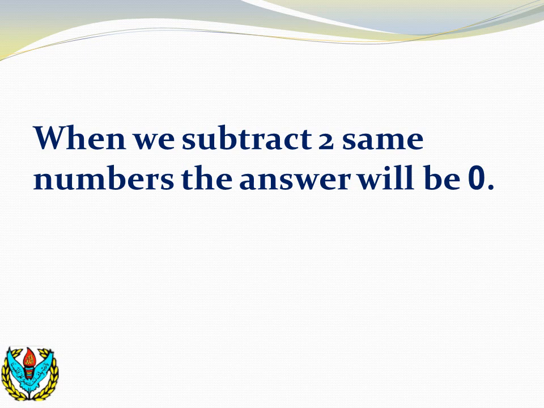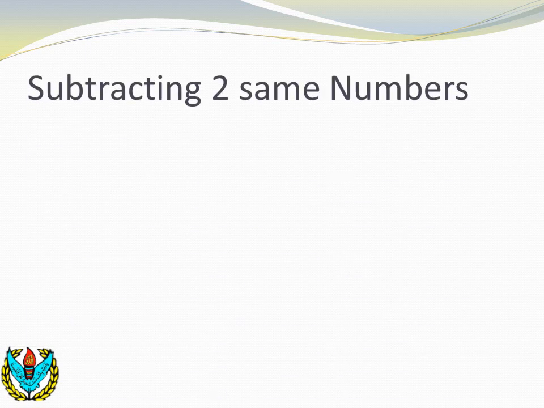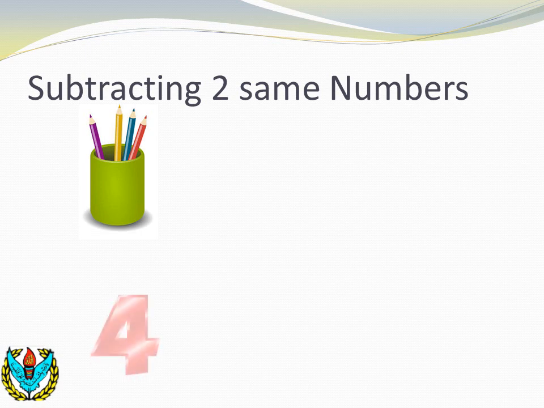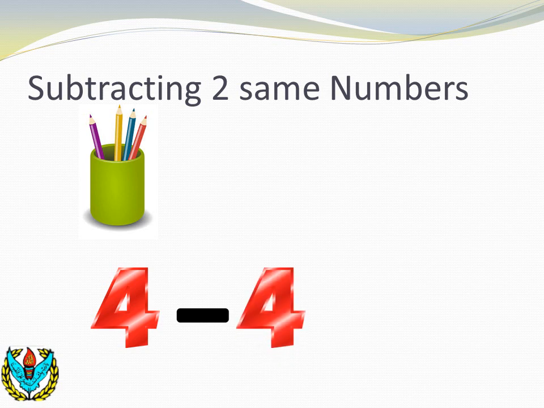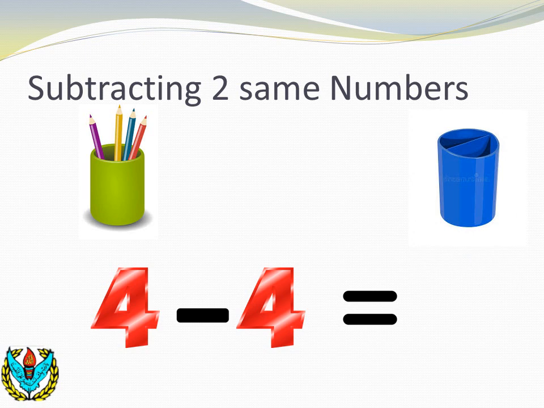Now, when we subtract two same numbers, the answer will be 0. Subtracting two same numbers. You have 4 color pencils and you gave 4 pencils to your friend. How many pencils do you have? Nothing. You have no pencil. It means 4 minus 4 is equal to 0.